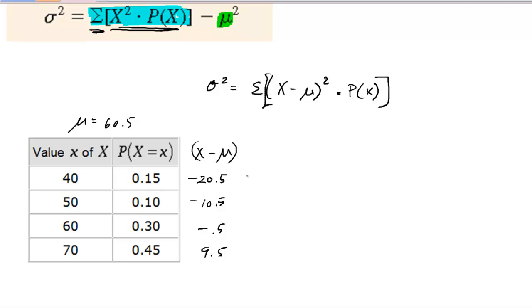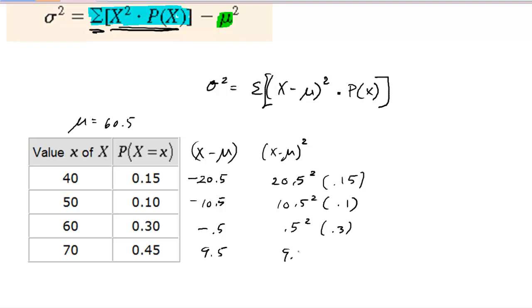But we know all those negatives are going to go away because in the very next column, what do we do? We square it. So it's going to be 20.5 squared. And what are we going to do with that? We're going to multiply it by its probability. So times 0.15. We're going to do 10.5, and I'm leaving off the negatives because they don't really matter, times 0.1. We're going to have 0.5 squared times 0.3, and then 9.5 squared times 0.45.